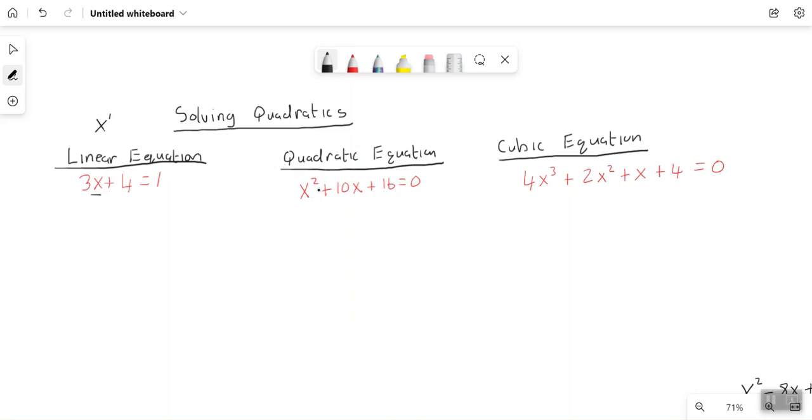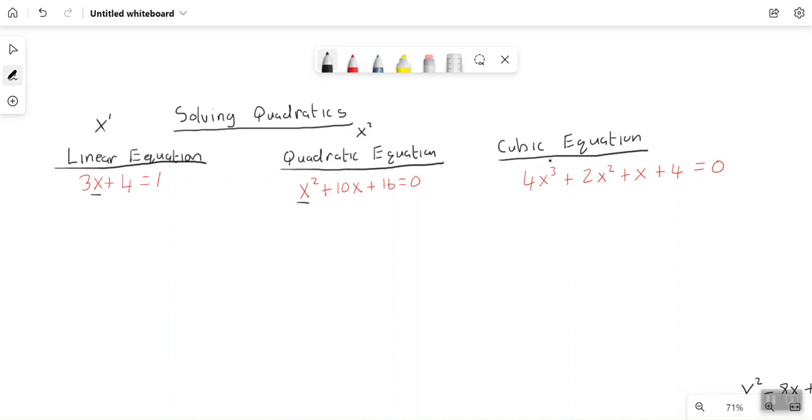Then we have the quadratic equation. With a quadratic equation, the highest power on the variable in the equation is x to the power of 2. We can see that here in this one. Again, you have x to the power of 2. When it's like that, it's called a quadratic equation.